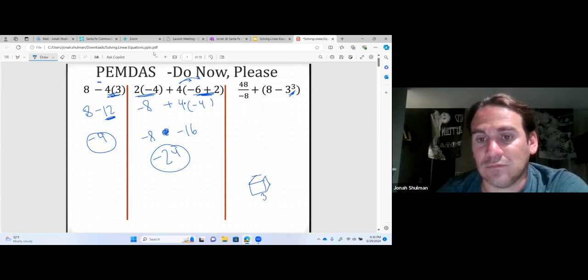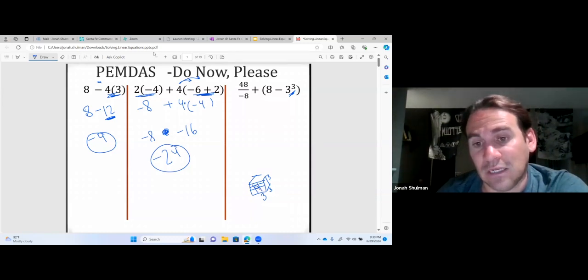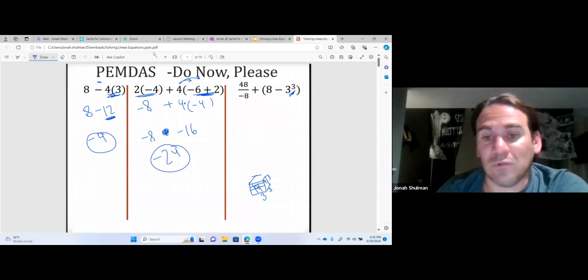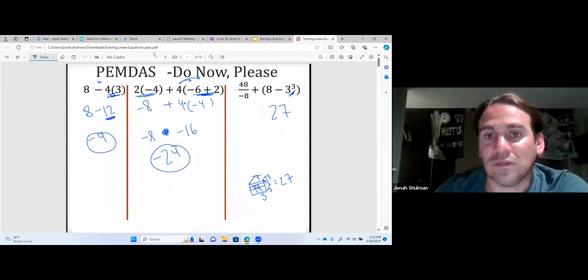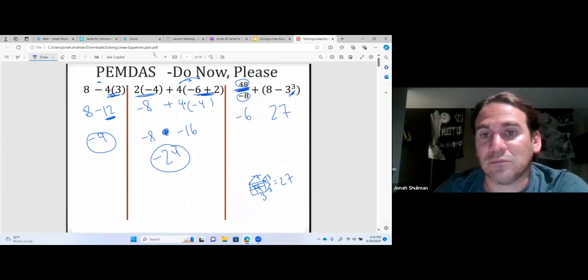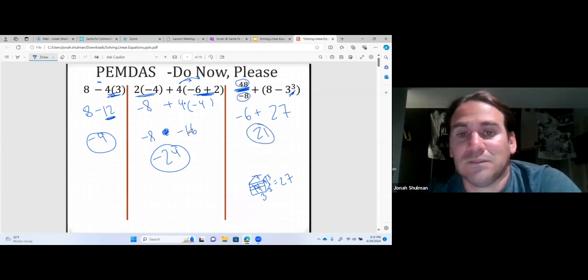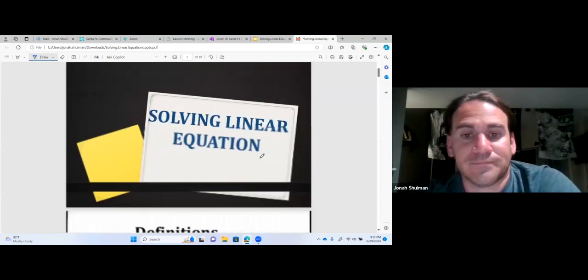So this is 3 times 3 times 3, 3 cubed. So it's literally just going to be boxes of 9, right? And if we put them all together, length times width times height, we got 27 here. Now this you can think of as a big division symbol because fractions are the same thing as division. 48 divided by 8, we know is going to be a -6 plus 27, which is going to be a positive 21. So this do now really helps you go through it.